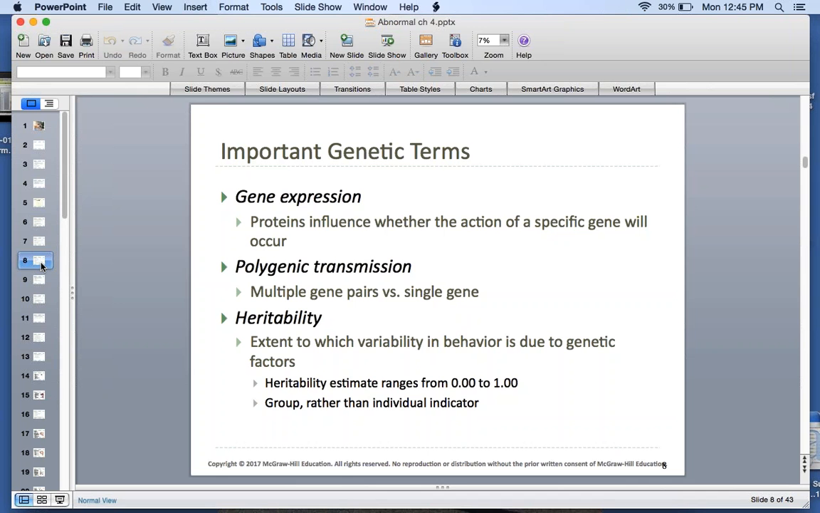Heritability. Heritability is just a word you want to know because we will talk about it with each disorder and how heritable that disorder is. So if you have a parent or an uncle who has this disorder, how much more likely are you to have it than if you didn't? It's the extent to which variability in behavior is due to genetic factors. Some things have high genetic factors at play and others have low. The estimates range from 0 to 1. So you're going to get a point, whatever it is, for each disorder.